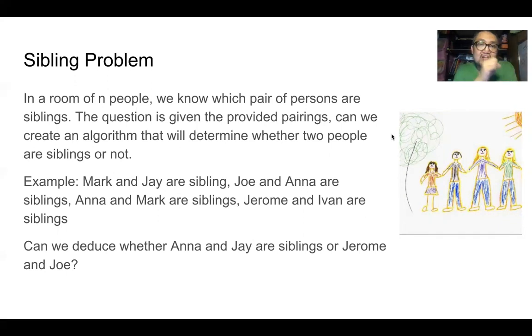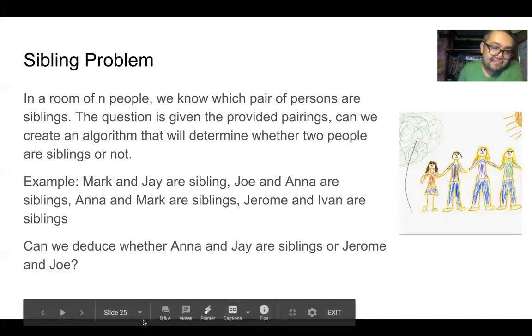So, example, we know that Mark and Anna are siblings. We know also that Joe and Anna are siblings. We know that Anna and Mark are siblings. And we know that Jerome and Ivan are siblings. So, we deduce whether Anna and Jay are siblings or Jerome and Joe, so given this input, and we deduce these things.